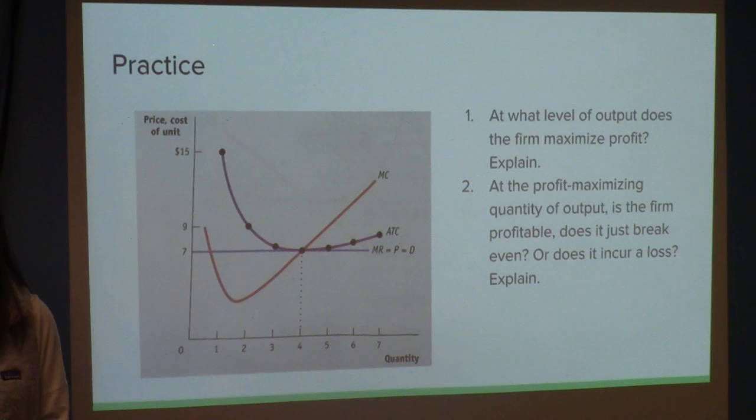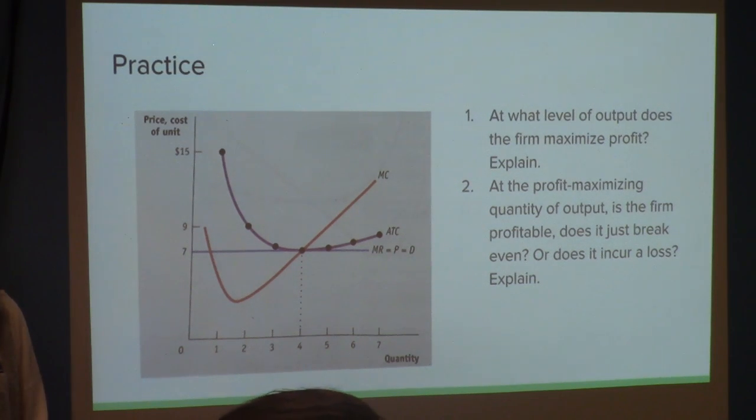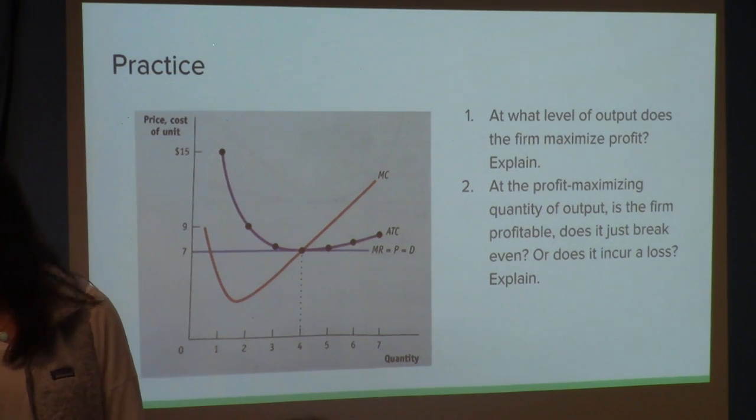Grant? Answer number 2. It breaks even. How come? Because the ATC is at its minimum and it's equal to MR. Great job. So proud of you.